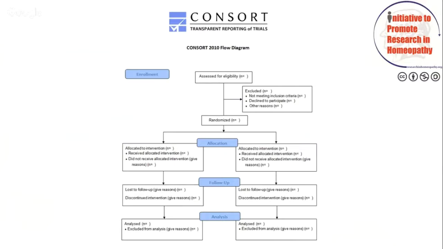In enrollment, we discuss the eligibility of participants and who were excluded. Now they were randomized and put into two groups, that is the intervention group and the control group, and details of those allocation groups. How would they be followed? And what would be the analysis criteria? So this is a CONSORT flow diagram which must be inserted in a clinical trial protocol.